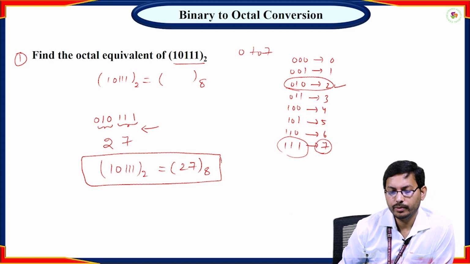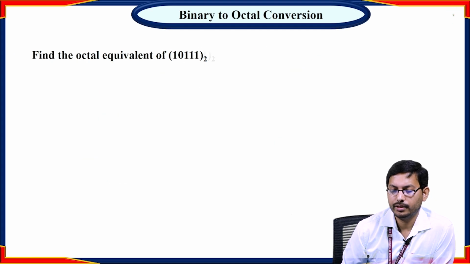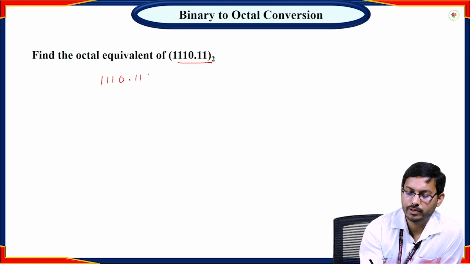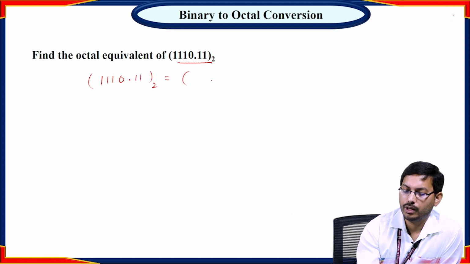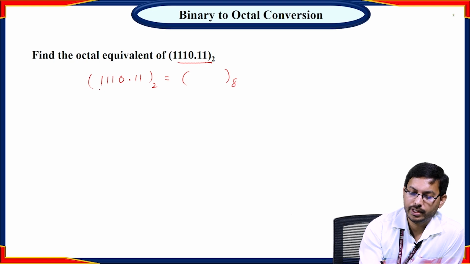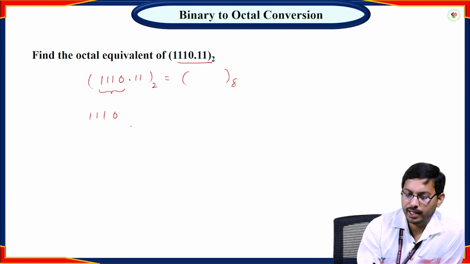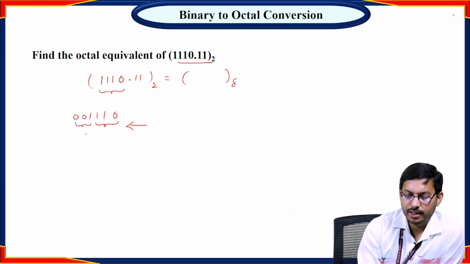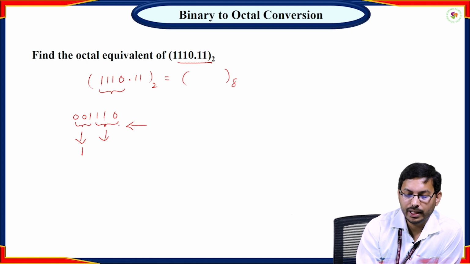So we can go with one more example. This time I will take 1110.11. We need to convert this binary to the octal number system. Let us first start with the integer part. If you take 1110, as I said earlier, take this direction and group these 3 bits, and next group the remaining ones. Of course, there are no bits left, so we need to put 00. In the octal number system 001 is equivalent to 1, and 110 is equivalent to 6.